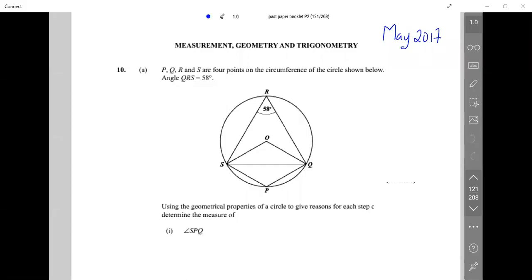All right, so May 2017, question number 10A says, P, Q, R, and S are 4 points on the circumference of a circle. So that makes PQRS a cyclic quadrilateral. Shown below, angle QRS is 58 degrees. Using the geometric properties of a circle to give reasons for each step, determine each step of your answer.